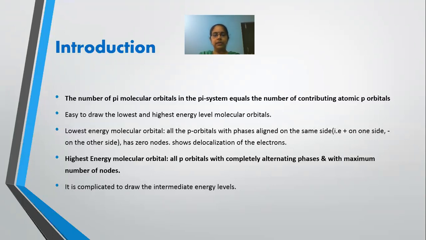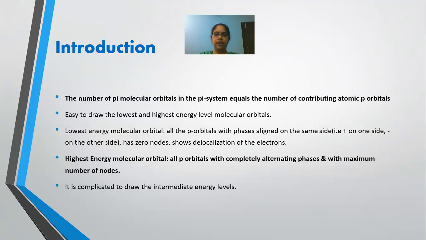So here, the p orbitals with phases aligned in the same direction undergo constructive overlap. That means all the crests or all the troughs of the atomic orbitals overlap each other. Whereas the molecular orbital that has the phases in alternate arrangement undergoes destructive overlapping. That means the crest of one atomic orbital overlaps with the trough of another atomic orbital. So that is the meaning of p orbitals with phases aligned in the same direction and p orbitals with phases in alternate arrangement.